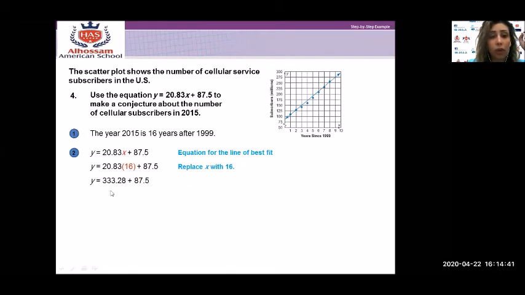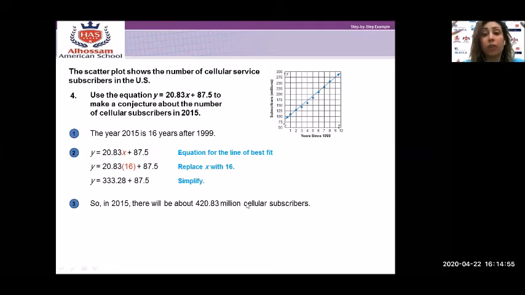So here y equals 333.28 plus 87.5. So in 2015, there will be about 420.83 million cellular subscribers. And this is my expectation. This is how we can predict, okay?